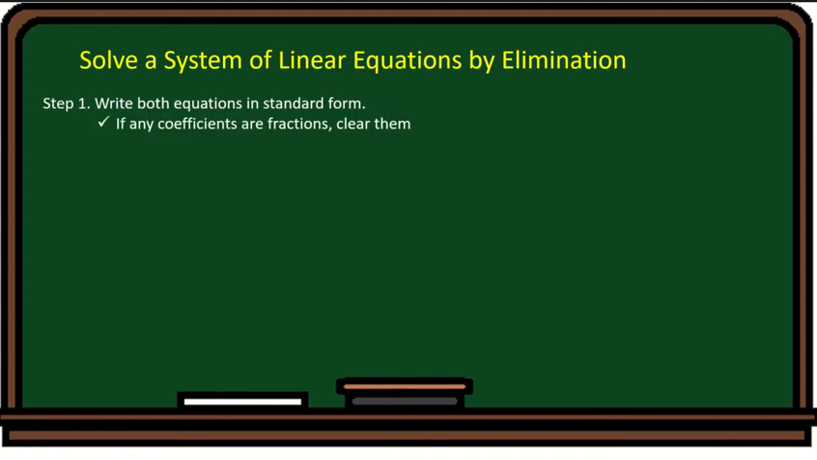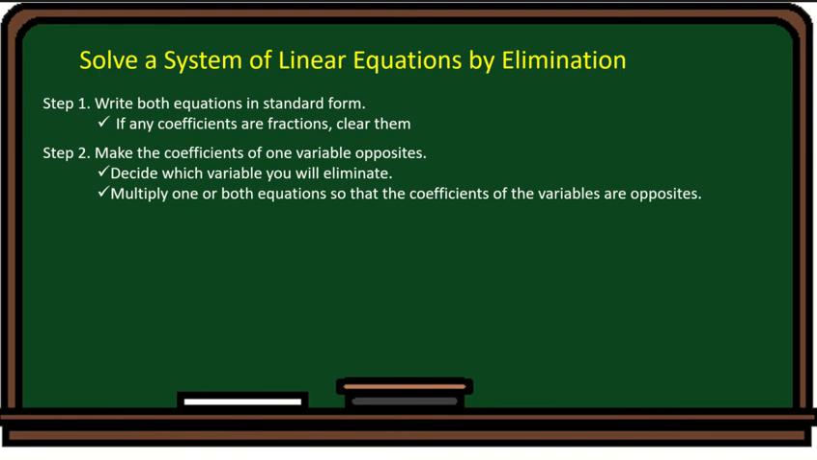Step 1. Write both equations in standard form. If any of the coefficients are fractions, clear them. So this means that if the given system of linear equations is not in standard form, we need to rewrite it into standard form. And if your coefficients are fractions, we need to clear them by multiplying the denominator to the whole equations.